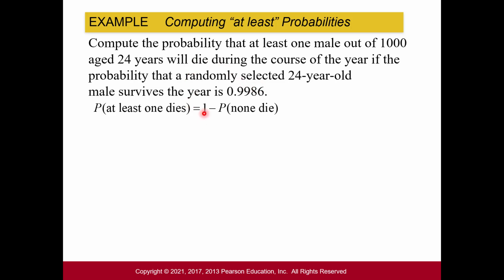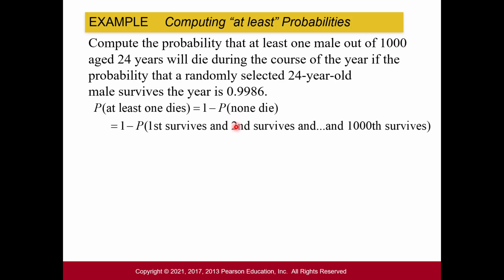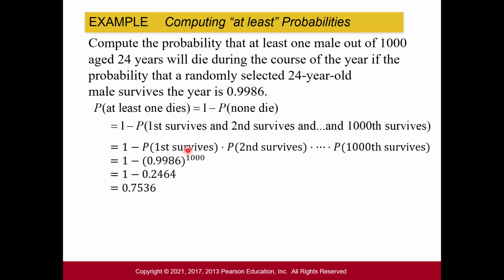So 1 minus the probability that no one dies, they all survive. That's our complement rule. And so now we're combining our complement rule with our multiplication rule. So 1 minus the probability that the first survives and the second and so on to the 1,000th surviving. Okay, so then using our probability rule, we take the individual probabilities of the first surviving times the second all the way to the 1,000th surviving.